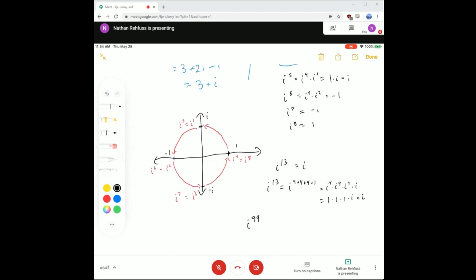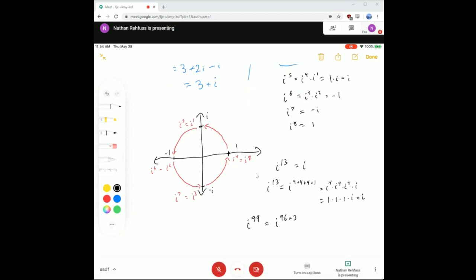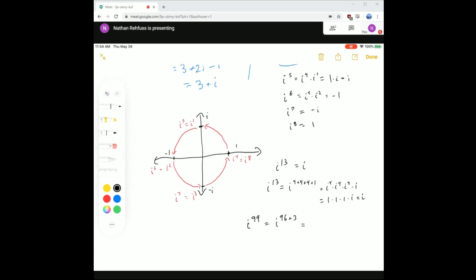99 is 96 plus 3, and 96 is divisible by 4, right? See here, 13 was 12 plus 1, and 12 was divisible by 4. So it was a bunch of 4s and then a 1. Here, it's a bunch of 4s and then a 3. It's i to the 96, that's 24 4s. So that's just 24 1s times i cubed. So the answer is going to be i cubed, which is negative i.